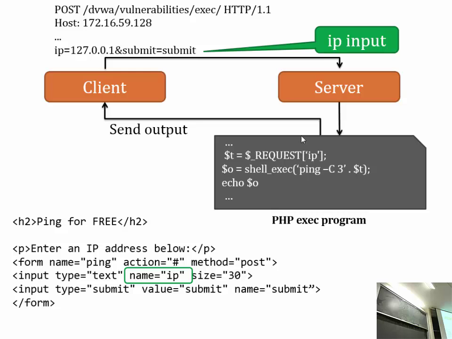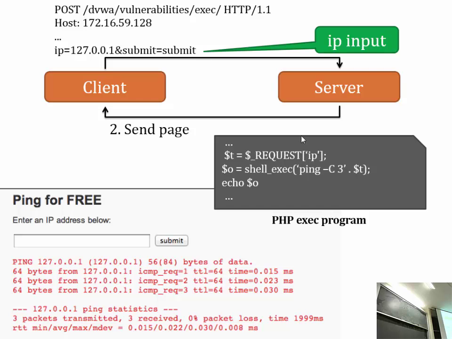So of course, if you put in an IP address, it's going to just ping, and then the output of that is going to go into this variable called O, and you're going to print that out, and that's your response, right? So you get something like this. You put in 127.0.0.1, and this is the output from running the command. So far, so good.